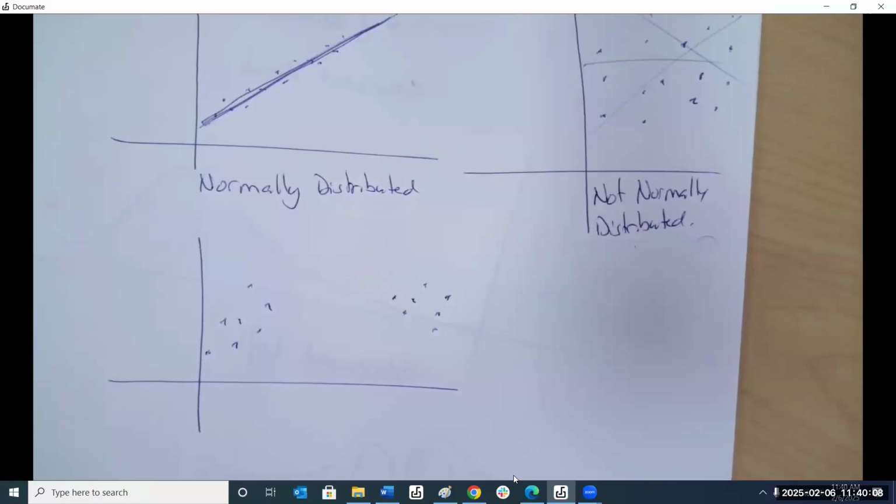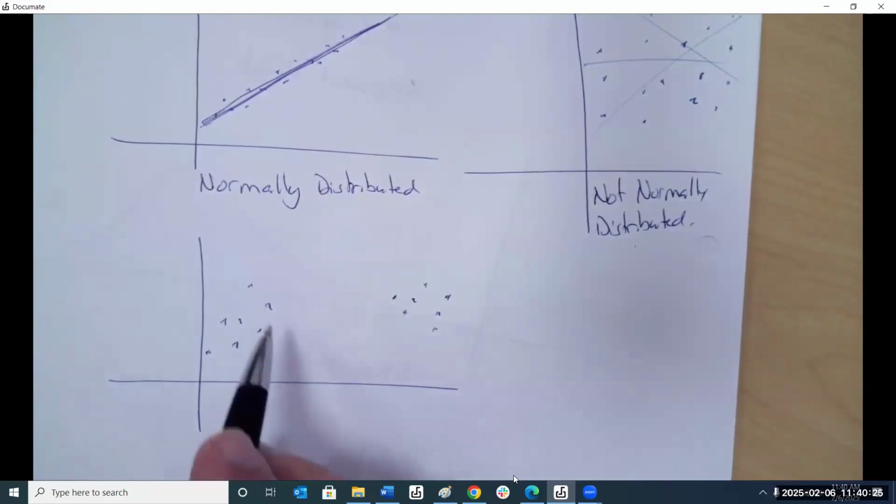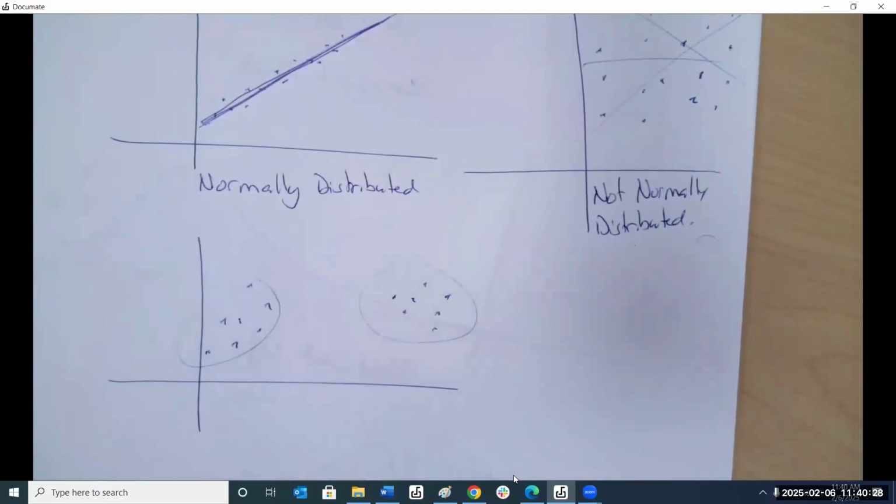Remember the example of the pennies? How do we determine if it's made before 1983 or after 1983? Is it the weight, because of the amount of copper versus zinc? Is this normally distributed? No, because we have two separate groups here, and neither of them we could use to predict anything. So that's not normally distributed.